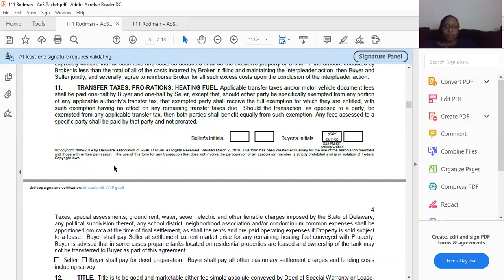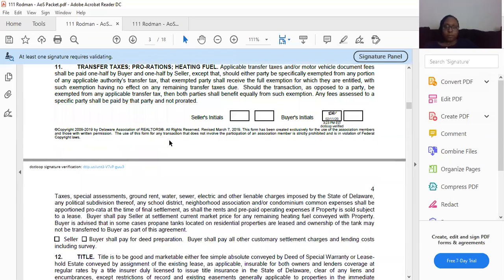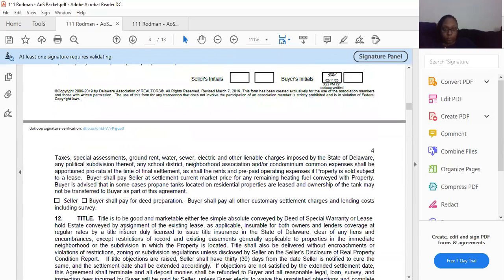Section 11 talks about transfer taxes and different prorations. Again, I'm not really going to get into it too much, but you should definitely read this. Transfer taxes are split: 2% is assigned to the seller, and 2% is also assigned to the buyer. They prorate if there's an oil tank and heating fuel, different things like that, and the attorney will do all that. And there are transfer taxes on mobile homes.